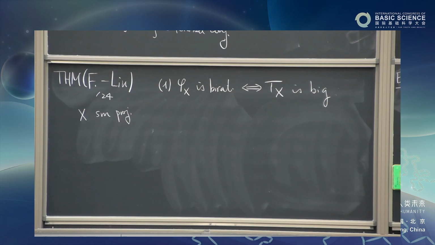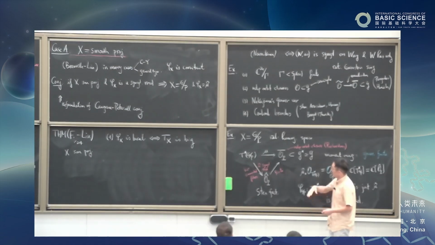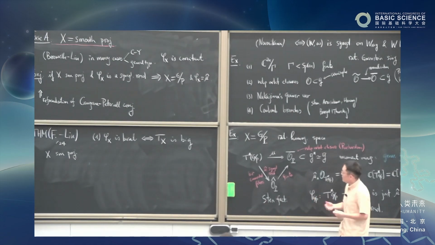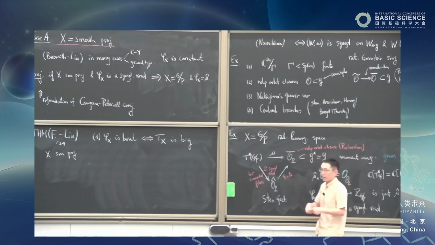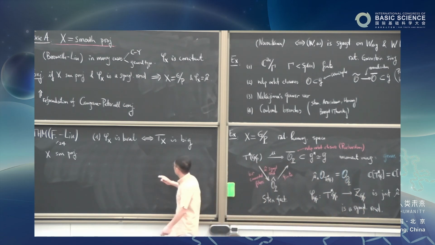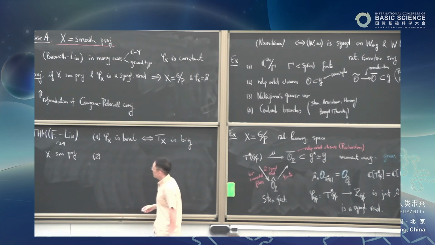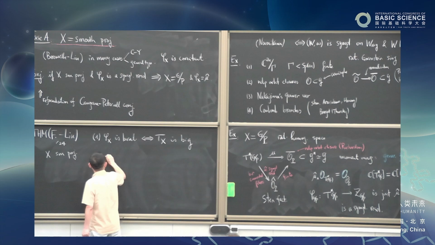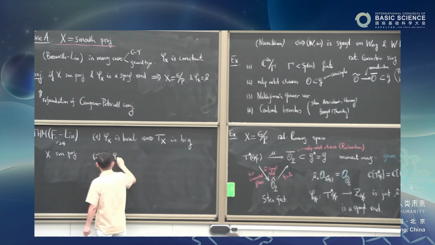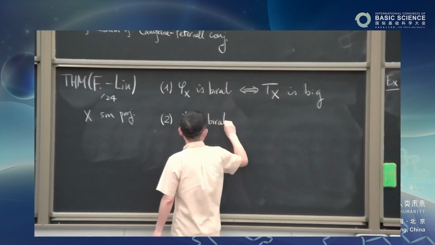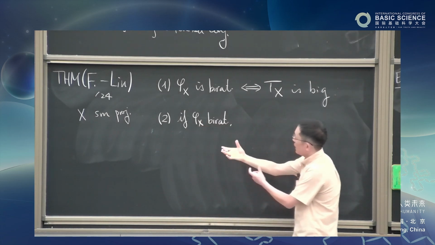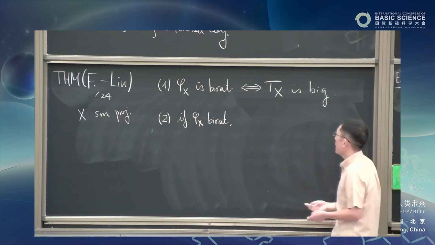Yeah, I didn't define what the bigness means. Morally it means it has many sections, but it's more tricky to define this, so let's just skip this notion. And then secondly, in this case, if phi X is birational, then on this Z_X we have a symplectic form on the smooth part.